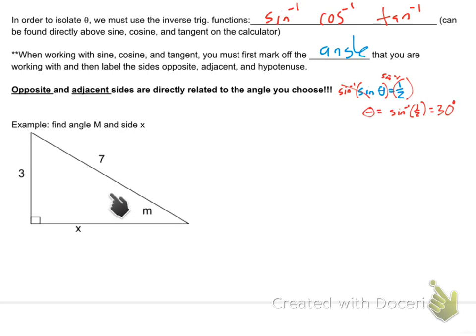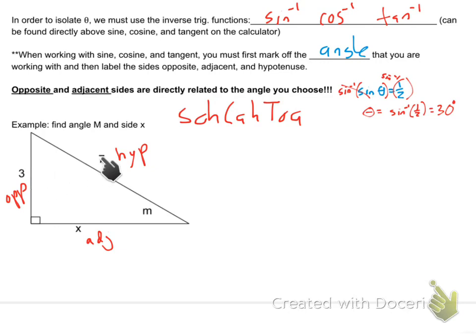So if I'm at M, across from M is the opposite. 7 is the hypotenuse, and that means X is the adjacent. That allows me to use Sohcahtoa. I know 3, I know 7, which is opposite over hypotenuse, so I'm going to use sine. So the sine of M is equal to opposite over hypotenuse, 3 over 7.